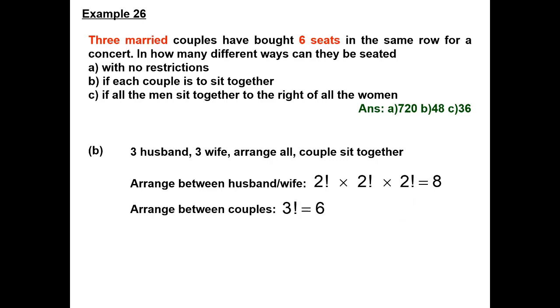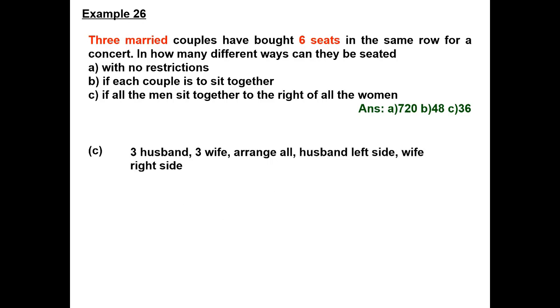Next, we arrange between couples. We have 3 couples, so the permutation is 3 factorial, equal to 6. So we will get 8 times 6 is equal to 48 arrangements.